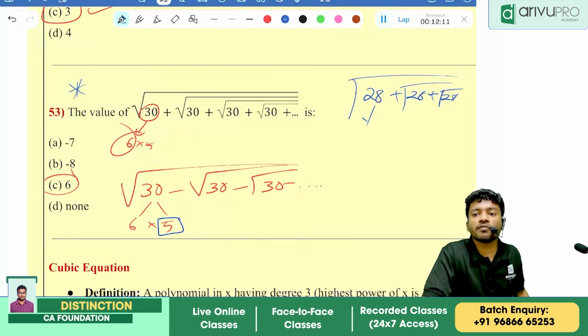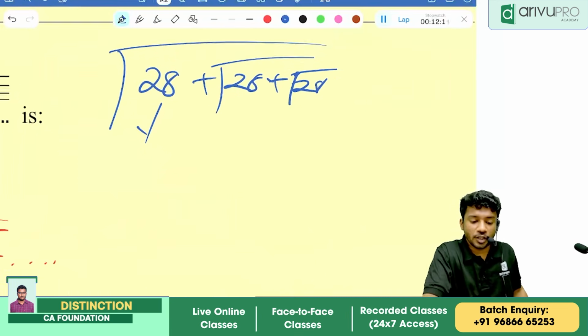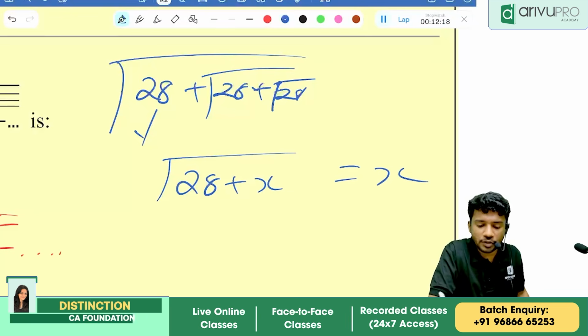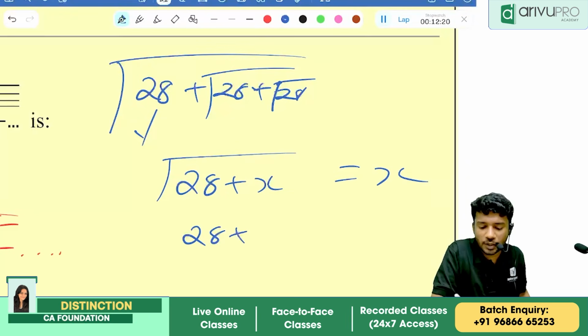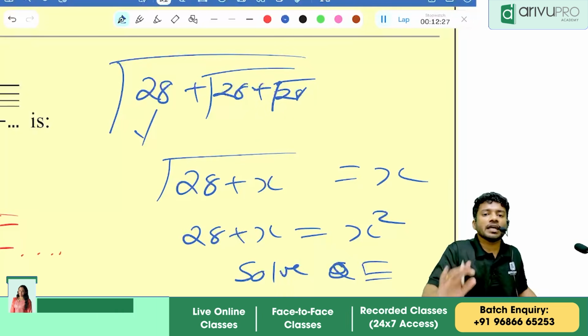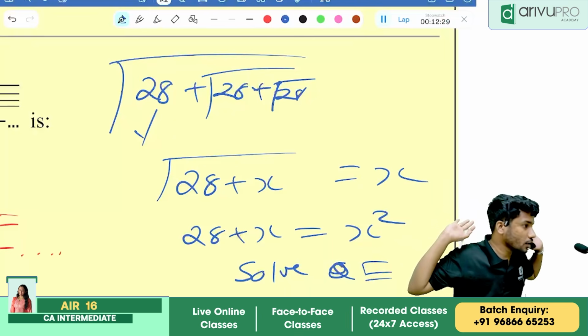No. At that time, what will you do? You will take it like root of 28 plus x is equal to x. Square both sides: 28 plus x is equal to x square. Then solve the quadratic equation. That is the way in such scenarios. Okay, do it that way.